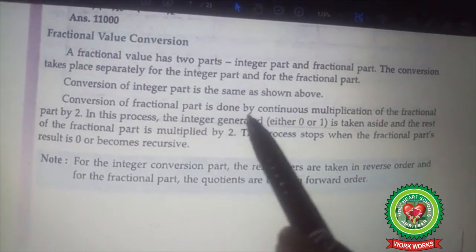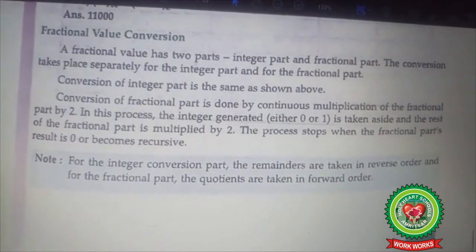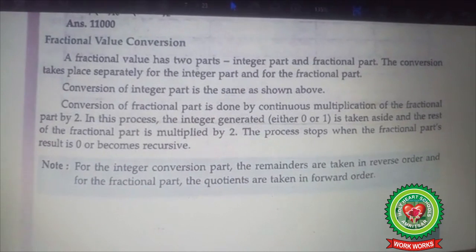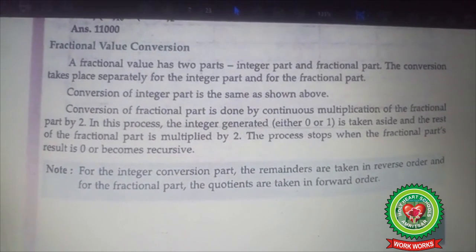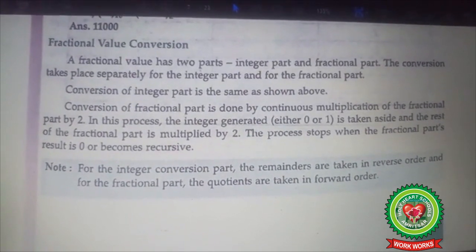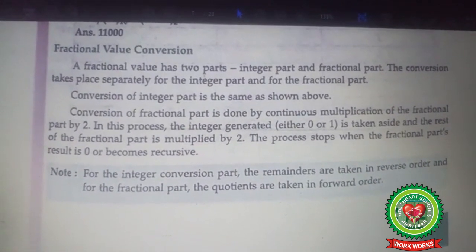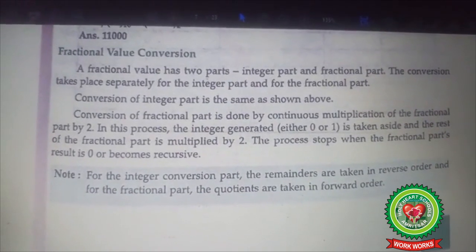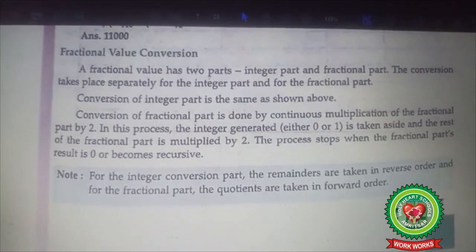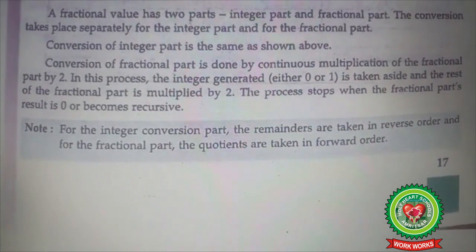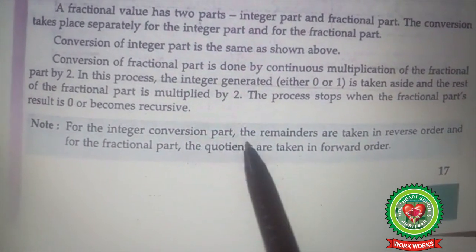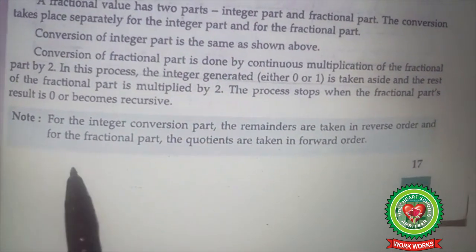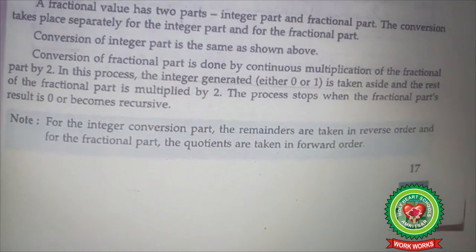Students, open the book at page 17. Conversion of the fractional part is done by continuous multiplication of the fractional part by 2. In this process, the integer generated is taken aside and the rest of the fractional part is multiplied by 2. The process stops when the fractional part result is 0 or becomes recursive. Hence, students, you have noticed that for integer conversion, the remainders are taken in reverse order, and for the fractional part, the integers are taken in forward order.